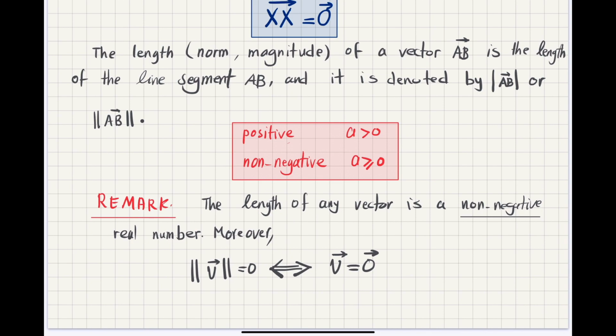Now, we want to make a new mathematics on this new concept. So we learned a new concept of vectors. And if I just define the vectors and don't do anything with them, then they are not very useful.